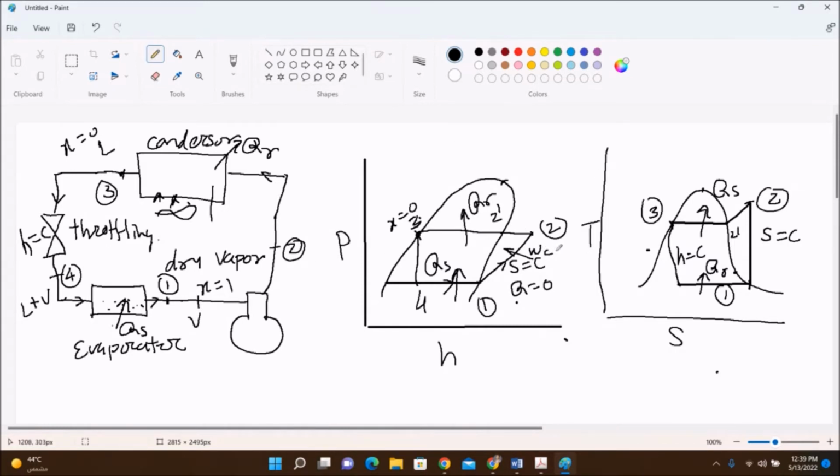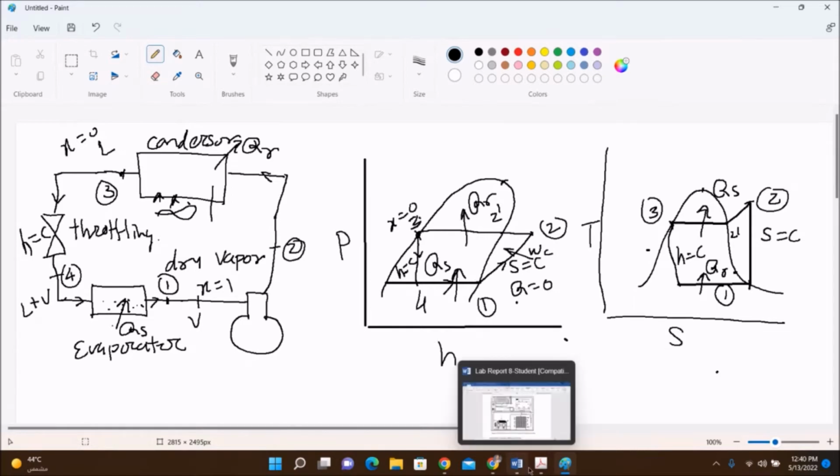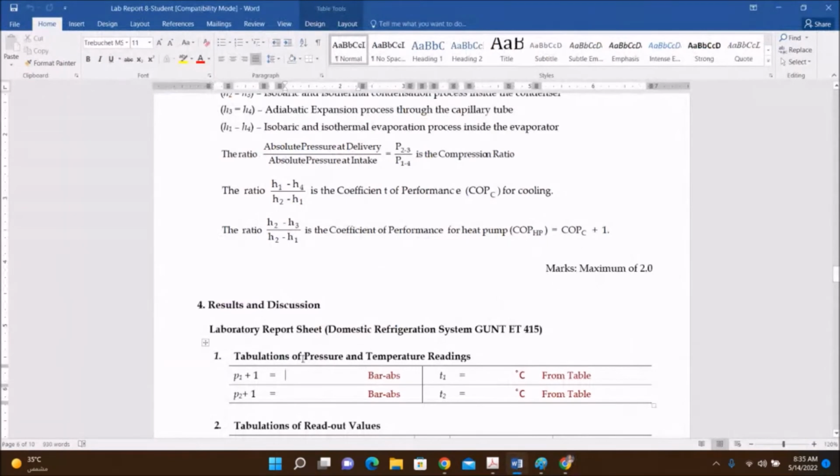So there are four processes: 1 to 2 isentropic compression; 2 to 3 constant pressure heat rejection process; 3 to 4 isenthalpic expansion process; and then 4 to 1 constant pressure heat addition process. Now, what is our experiment? In 20-30 minutes, we will go to the apparatus and we will record the pressure.